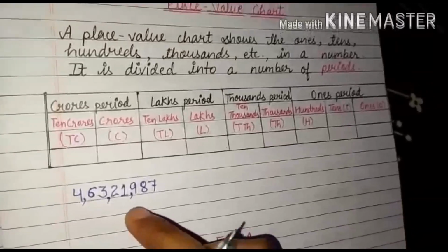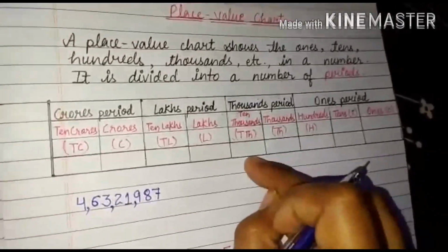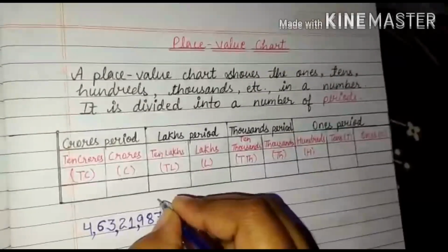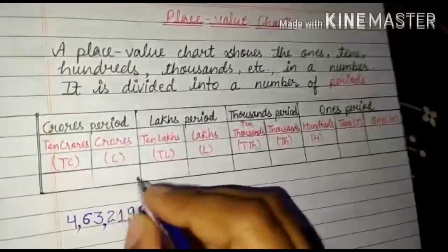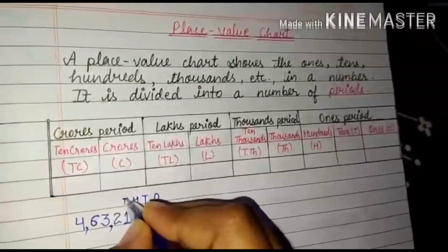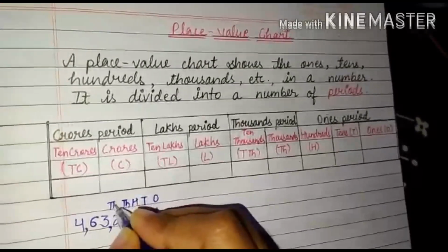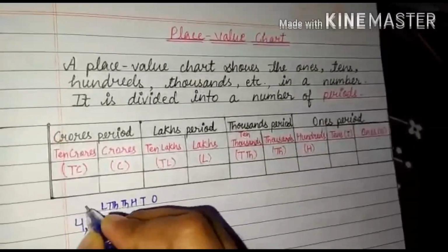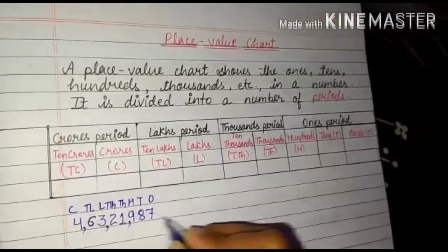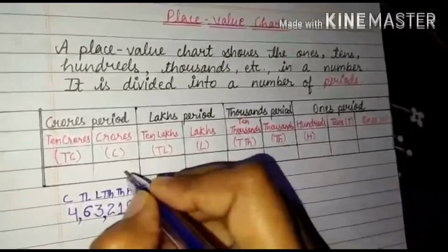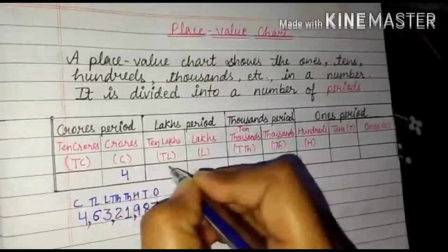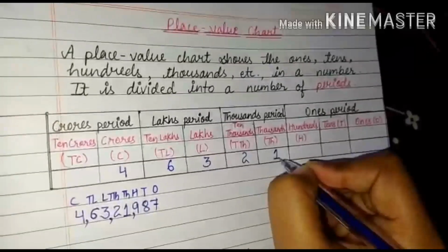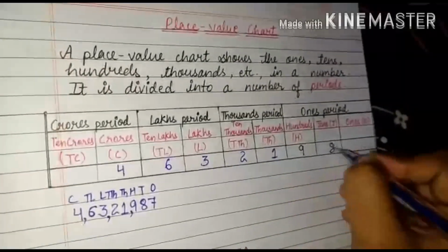Okay, so I'll place these values in the place value chart. How should I write it? I can write here: ones, tens, hundreds, thousands, 10,000, lakhs, 10 lakhs, and crores. So it will be very easy to place them here. So it's 4 crores, 63 lakhs, 21,987.